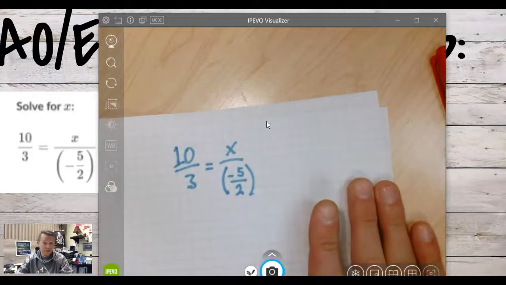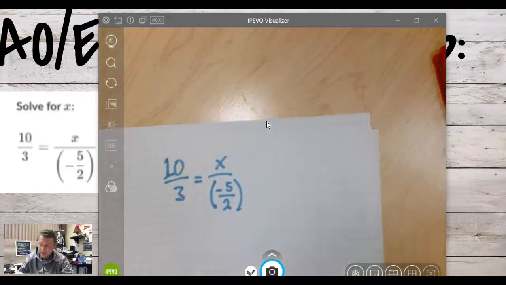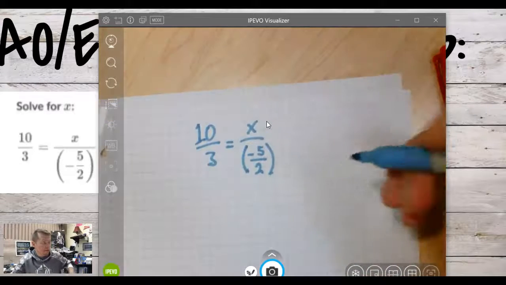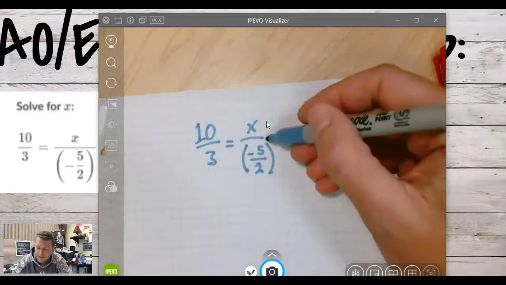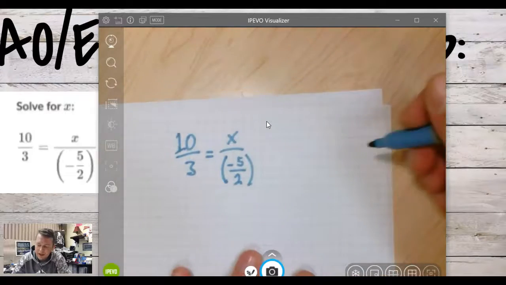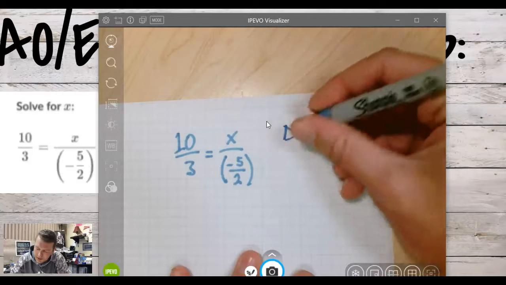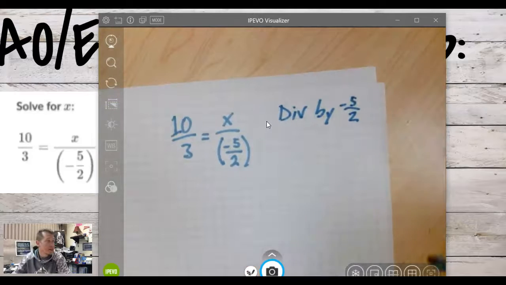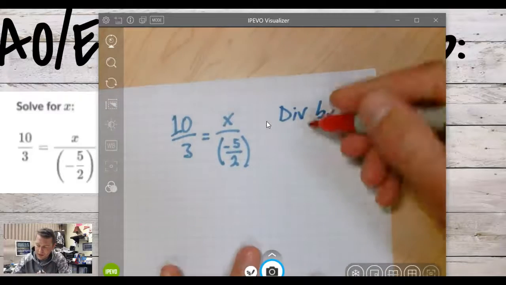So the first method that we're going to look at up here is actually just the whole question to yourself of why is the variable not by itself. So right now, if we ask why the variable is not by itself, that would be because it has been divided by -5/2. So since it is divided by -5/2, I'm going to jot that down and say, well, what is the inverse operation that we can do to take care of that?